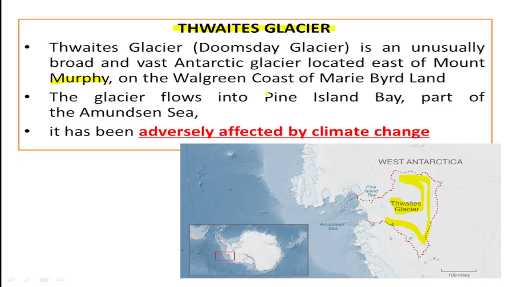The glacier flows into Pine Island Bay, part of the Amundsen Sea. You can see this sea, the Amundsen Sea, and it is being adversely affected by climate change. So in prelims they can ask about a glacier in the news which is adversely affected by climate change. The first option will be the glacier name, and second they can ask whether this glacier flows into Pine Island Bay or some other island. Okay, so this is how layering has to be done.